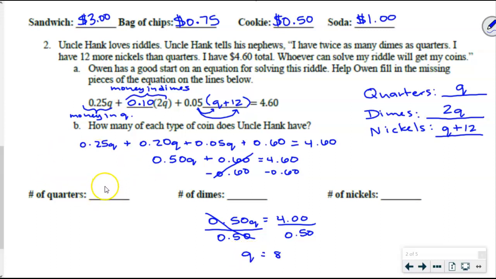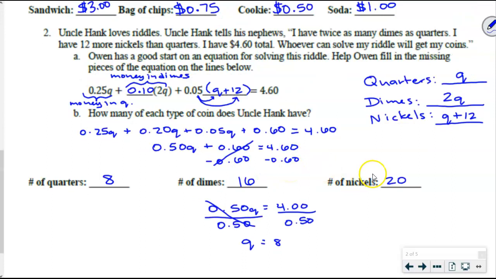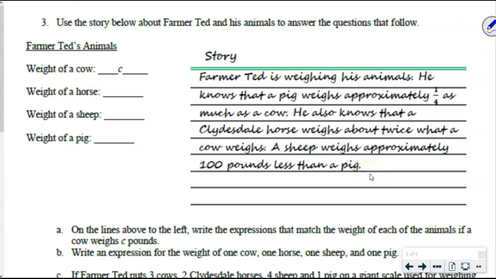So how many quarters does Uncle Hank have? 8 quarters. How many dimes? Remember, the number of dimes is the number of quarters multiplied by 2. So that means that the number of dimes is 16. And the number of nickels is the number of quarters plus 12 extra. So 8 plus 12 is 20 nickels. You have one like that on your homework, so I hope that you paid attention. You do have one like that on your homework. Let's practice a little bit more before homework time, though.